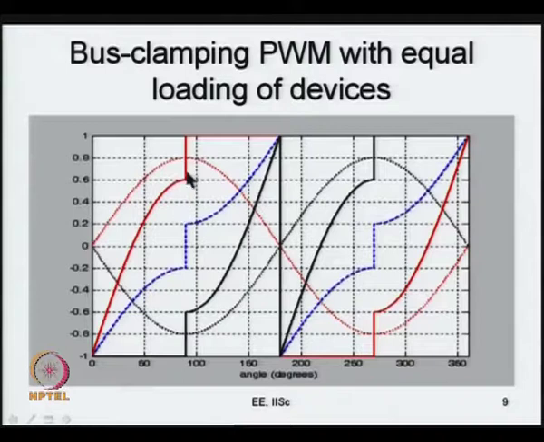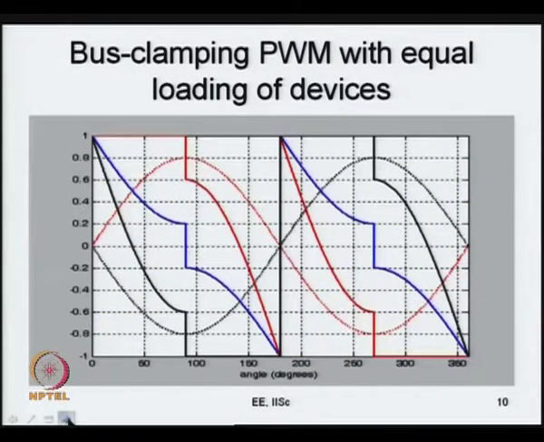So, that kind of a problem is not here. All the devices are equally loaded here. We will deal with this when we calculate switching losses in a much greater fashion now. This is another example of equal loading now. So, this is bus clamping.